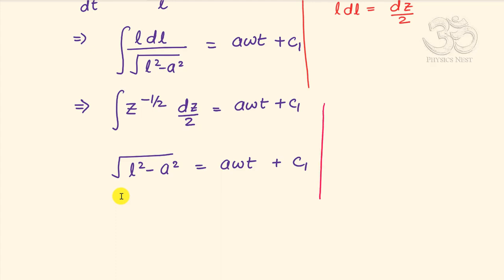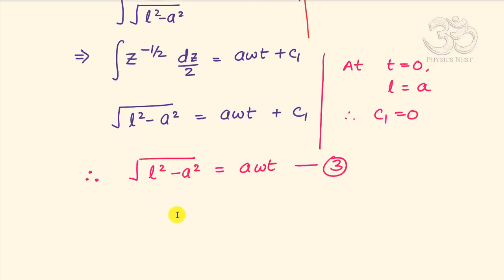Again using initial conditions. We know that at time t is equal to 0, the value of L is small a because that was the starting point for the bead. So L is a, and so therefore c1 will become 0. So this is your final equation, root of L squared minus a squared is equal to a omega t.